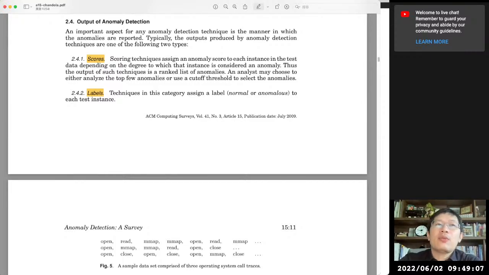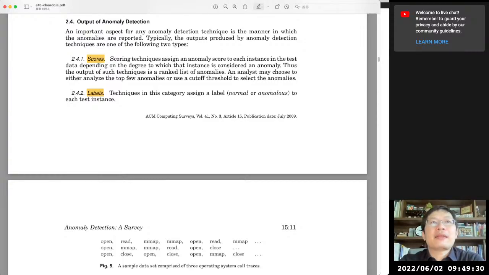Okay, the other one is labels. You can simply output two classes, right? One is normal, the other is anomaly. So your network can have two outputs. The first is the probability of normal, the second one is the probability of anomalous, and you can use softmax.